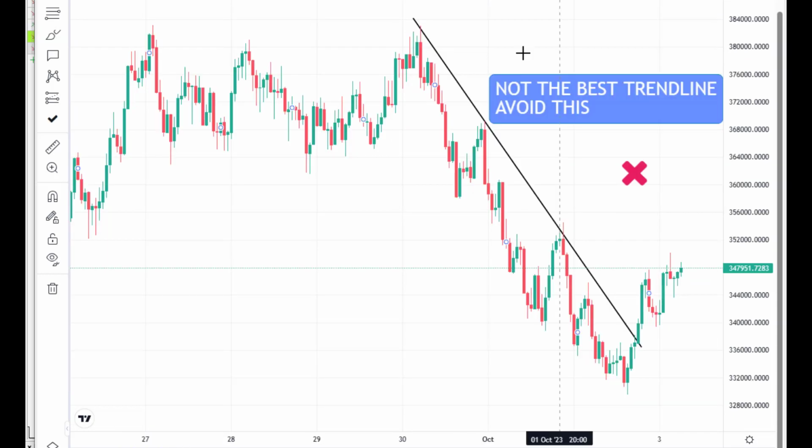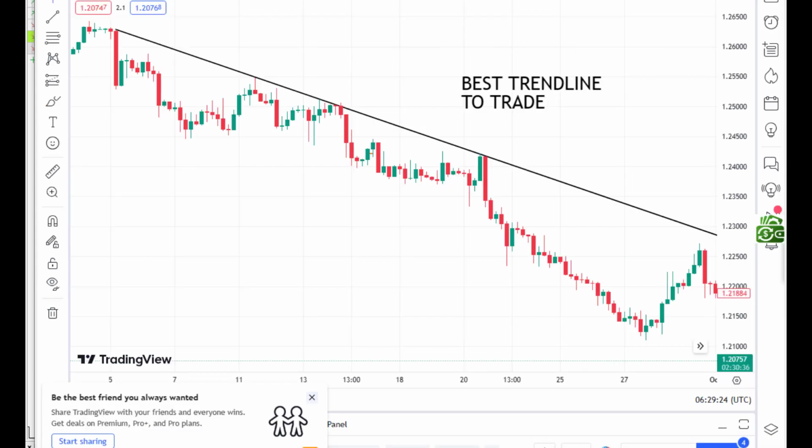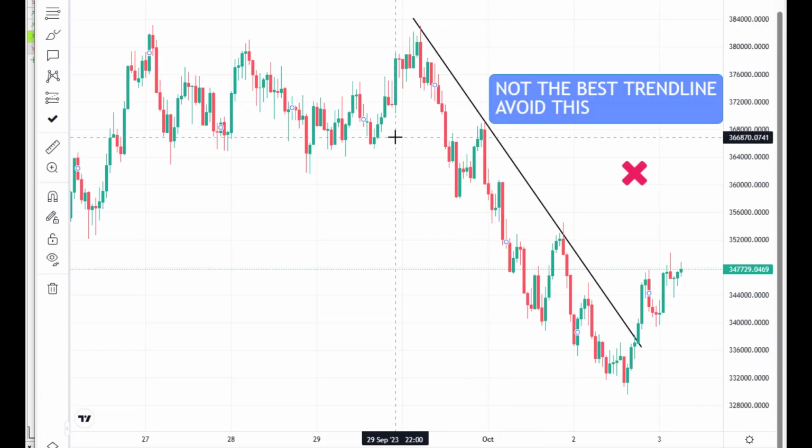So basically, I'll be sharing with you which type of trend lines are more suitable to be traded, and I'll share with you three terrible mistakes that trend line traders usually make that stop them from making money from trading trend lines.